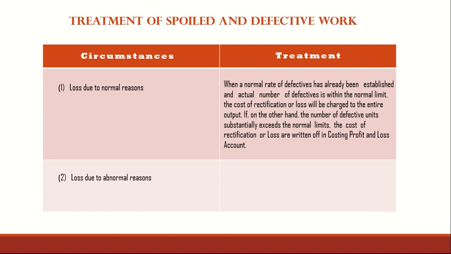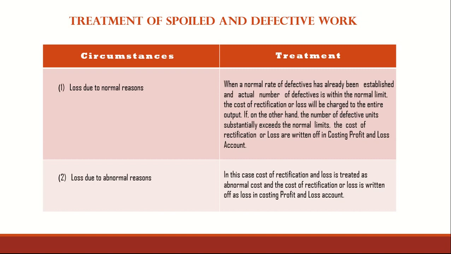2. Loss due to abnormal reasons. In this case, the cost of rectification and loss is treated as abnormal cost, and the cost of rectification or loss is written off as loss in the costing profit and loss account.